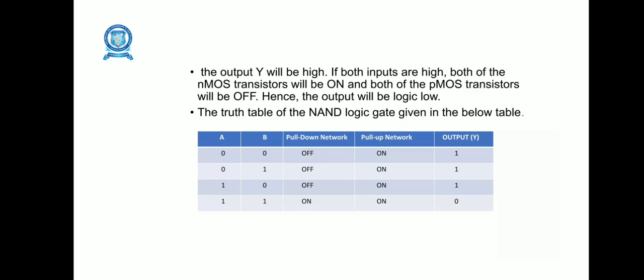And if you see the truth table, for 0 0 the pull down network is off, pull up is on, and the output will be 1. For 0 1, pull down off, pull up on, and output 1. For 1 0, pull down off, pull up on, output 1. For 1 1, pull down on, pull up off, and output is 0.